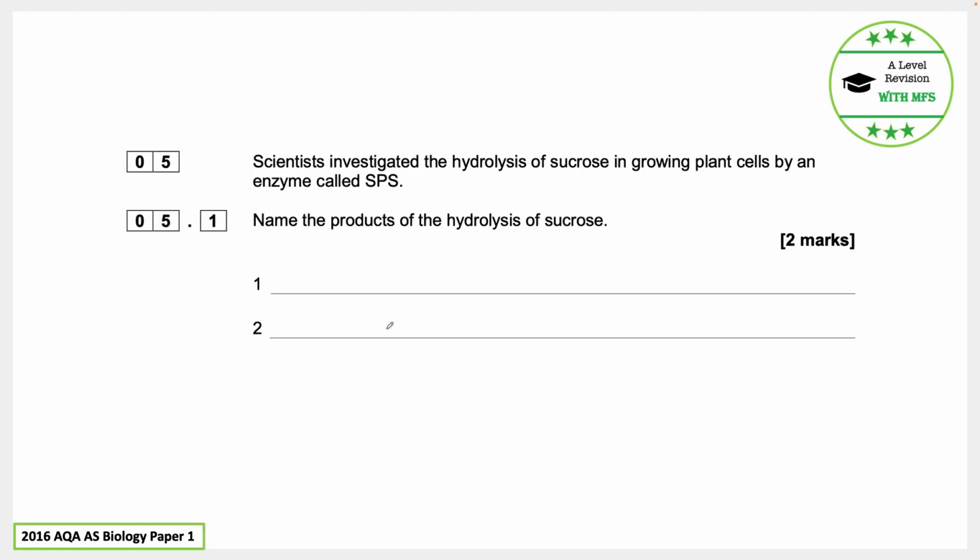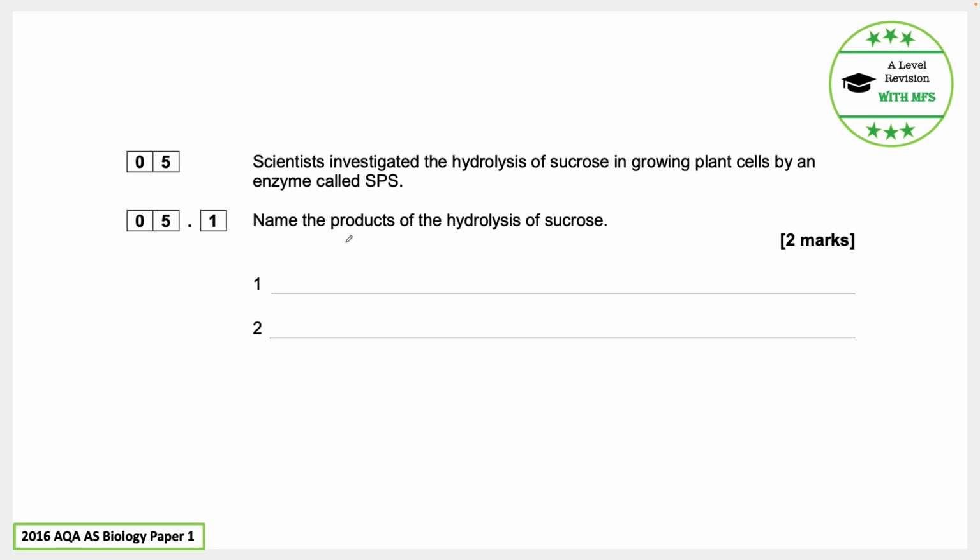Okay, next question is from the 2016 AQA AS Biology Paper 1, and this time it's related to carbohydrates. It says scientists investigated the hydrolysis of sucrose in growing plant cells by an enzyme called SPS. Name the products of the hydrolysis of sucrose. So again, this is a simple recall question.